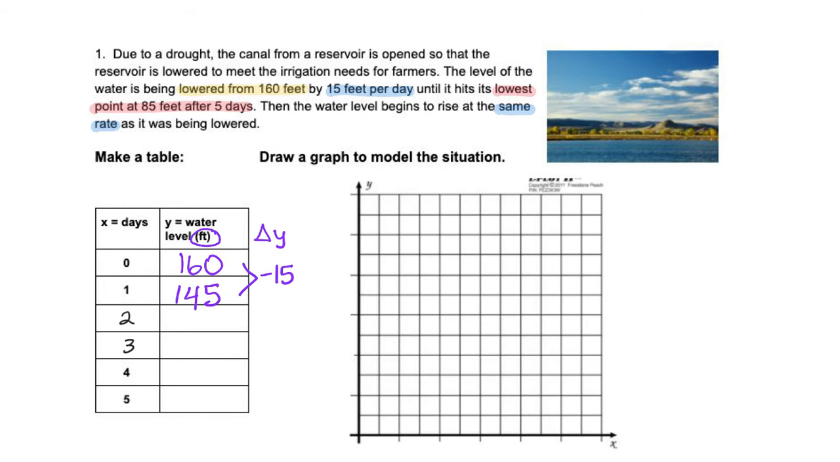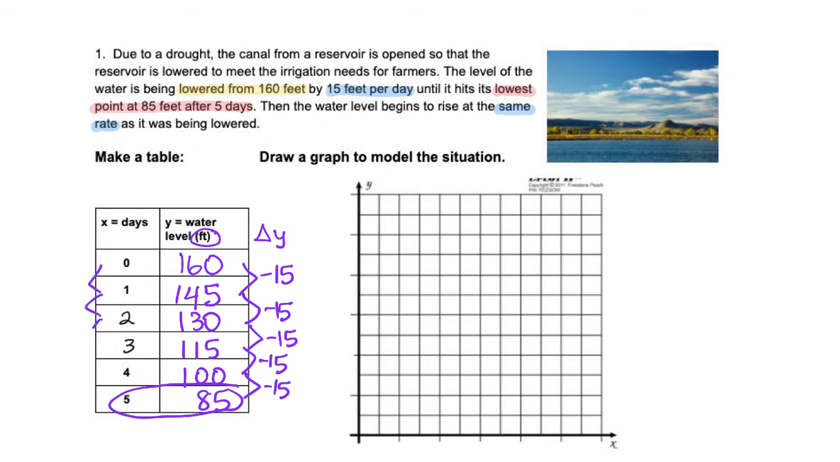After another day, again, it should be dropping 15 feet. That's going to give us 130, dropping another 15, and it's going to drop until it gets to 85 feet, which should happen after 5 days, and we'll check this out. So now we're at 115 feet. If we drop another 15 feet, that's going to give us 100 at day 4. Dropping another 15, that gives it at 85. So this right here is our vertex.